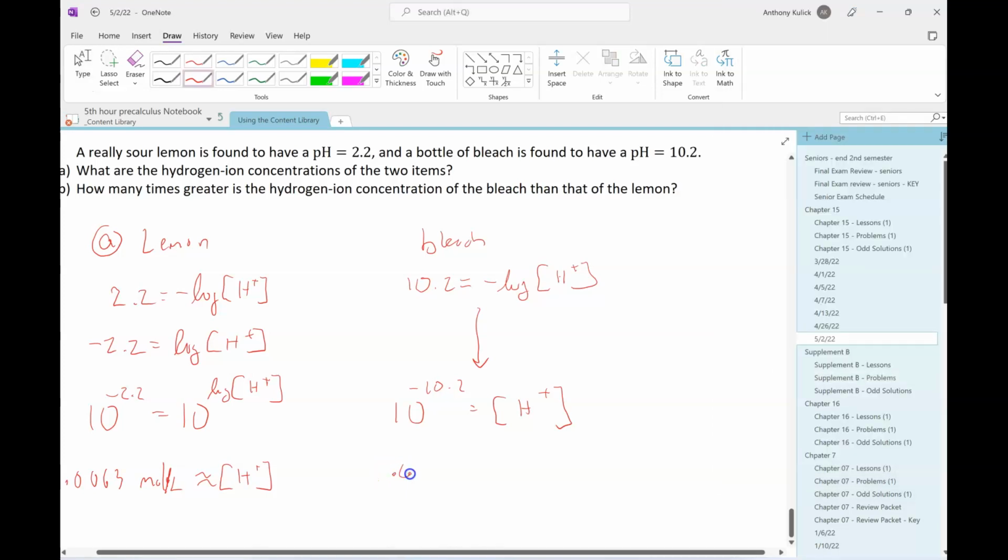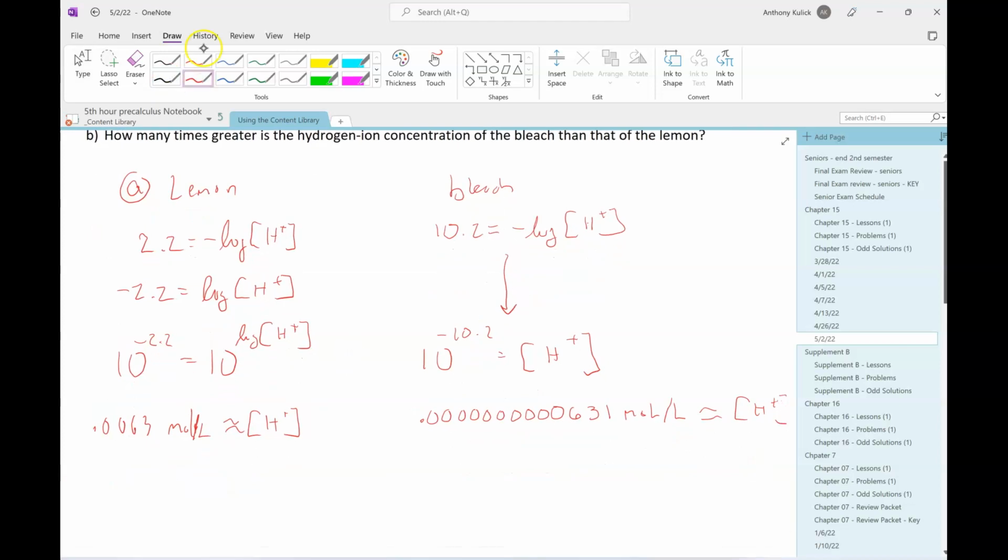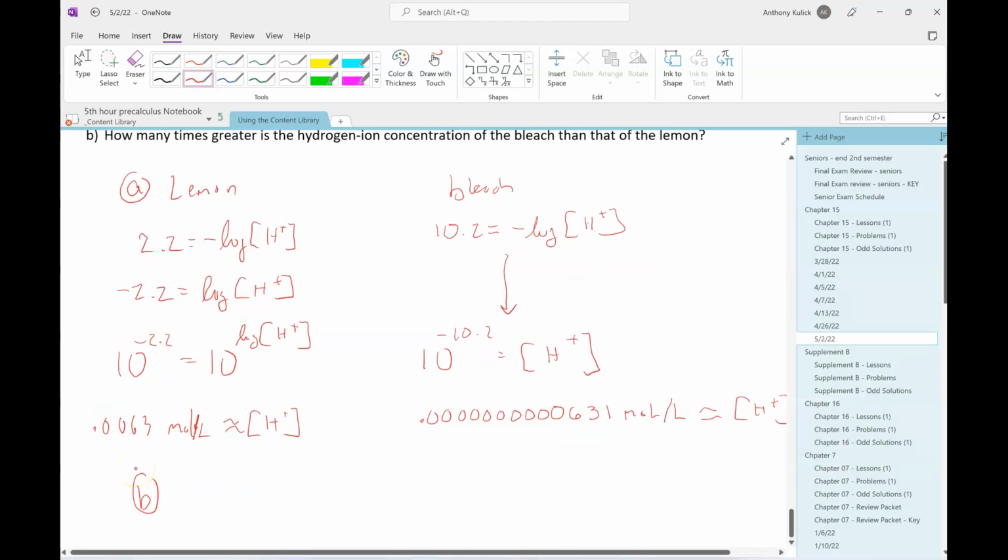What does that mean? Means 10 zeros and then that 631. Wow. So last one says, how many times greater is the concentration of bleach than lemon? I think it probably should have meant lemon than bleach, right? The lemon has a lot more than the bleach does.